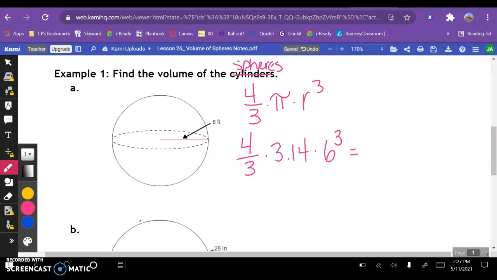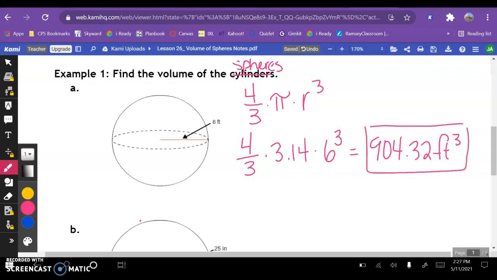So 4/3 times 3.14 times 6 to the third power. I'm going to hit that caret button that's right above the x squared button, and then 3. So I get an answer of 904.32, and these are feet. And remember, volume is cubed.